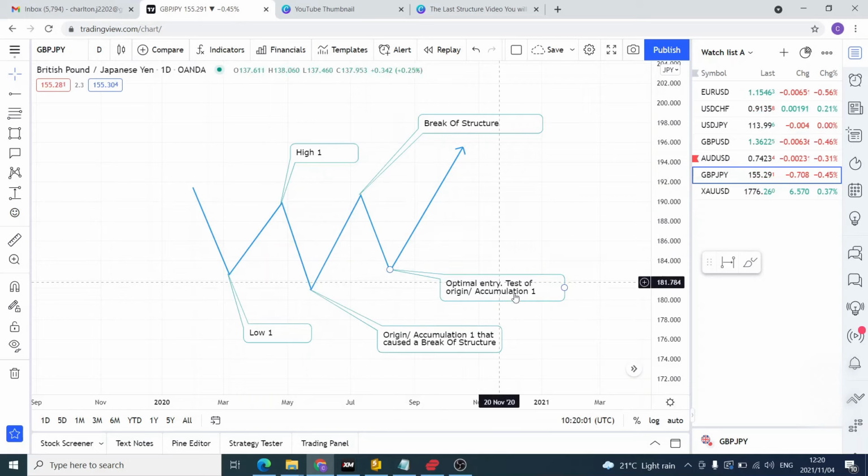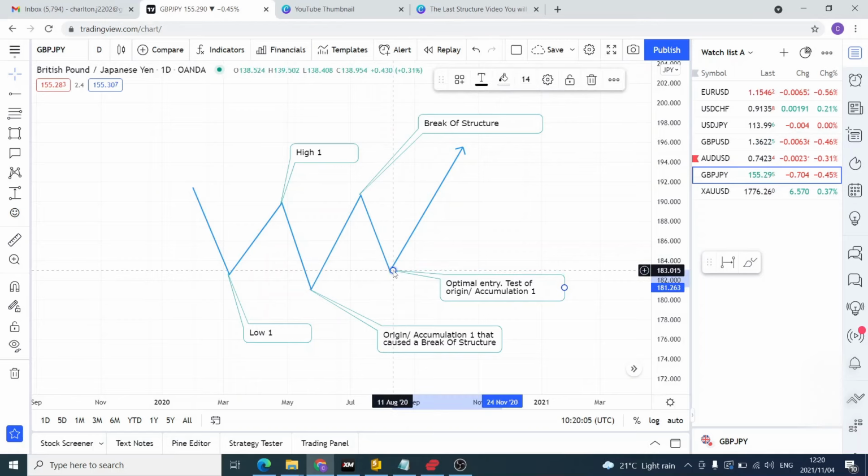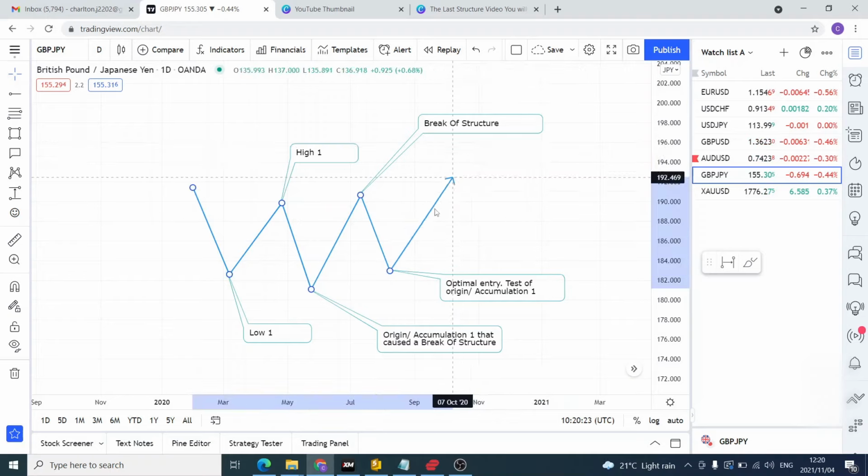So over here, this pullback would be our optimal entry because that is a test of the original accumulation. It's our test of the accumulation that caused a break of structure. Now, the probability is extremely high that we'll have a large reaction from that area, or we'll actually have a bullish continuation. So we could see a situation from this area where we have a move like this and then a continuation down, or we might create a new high.